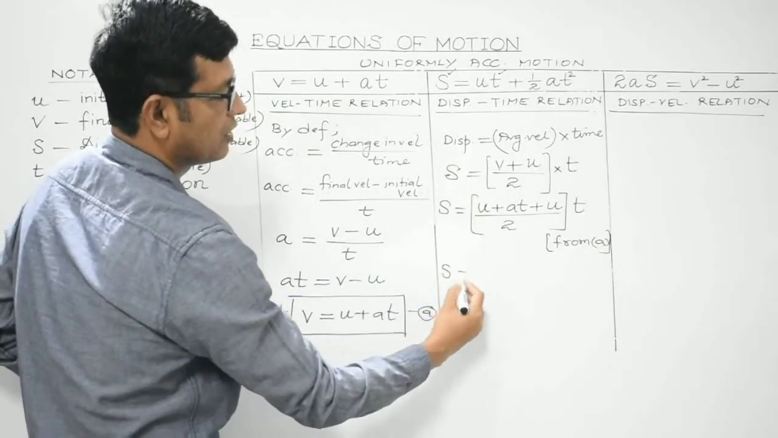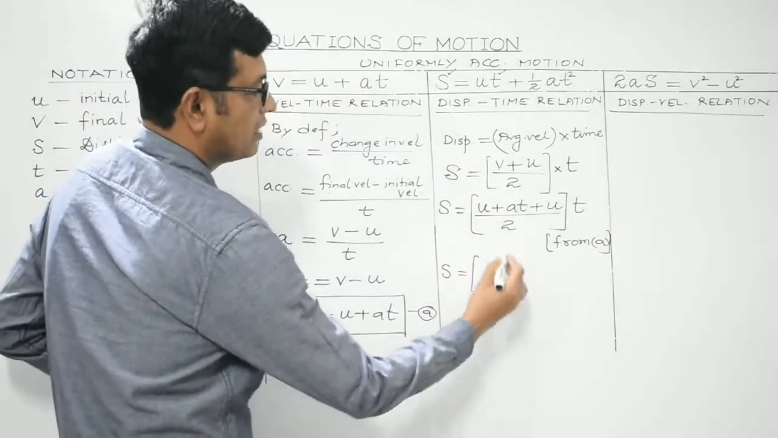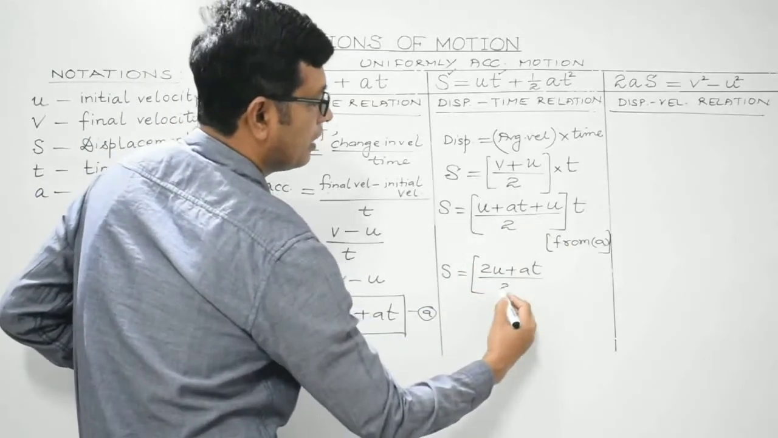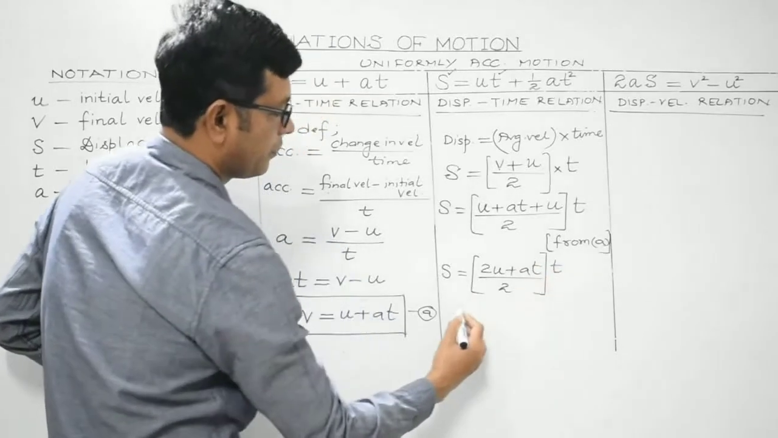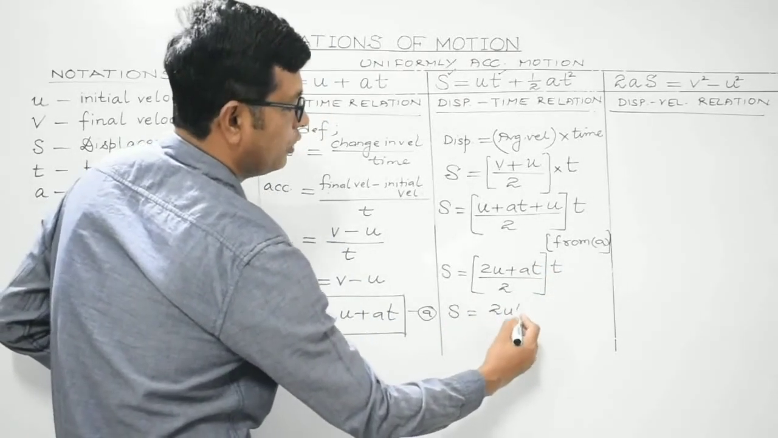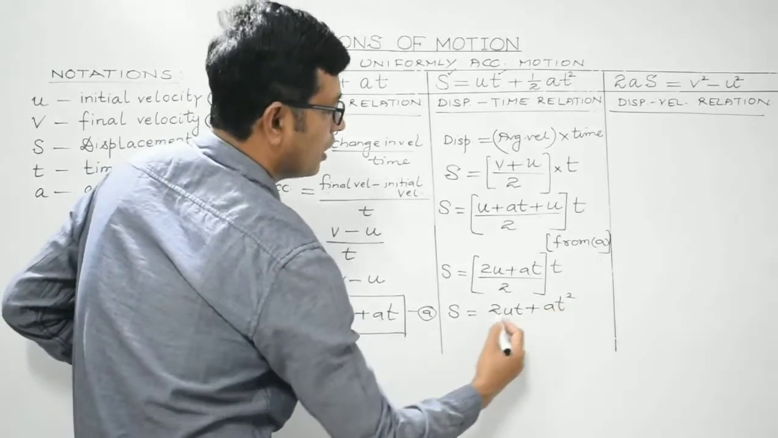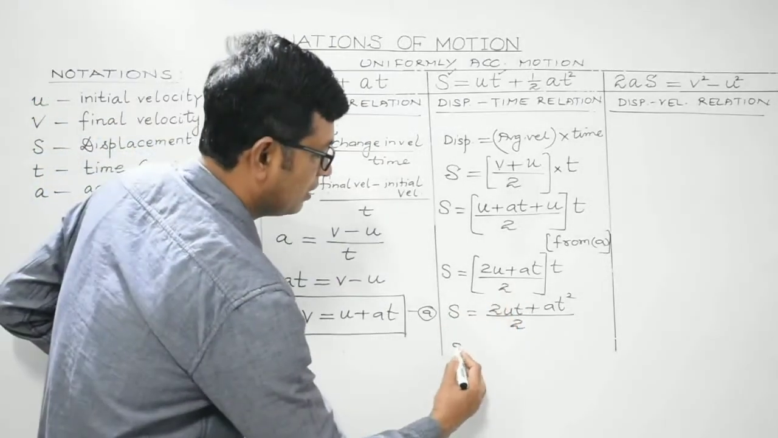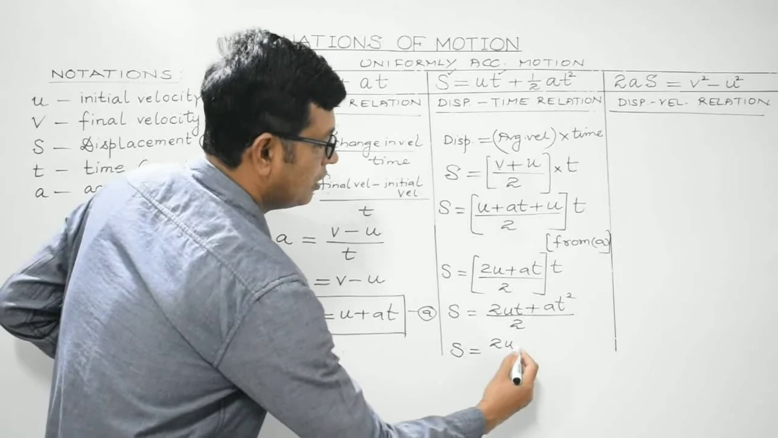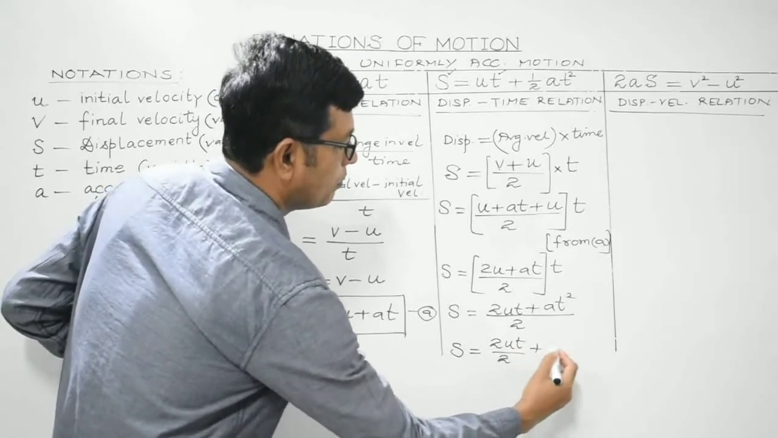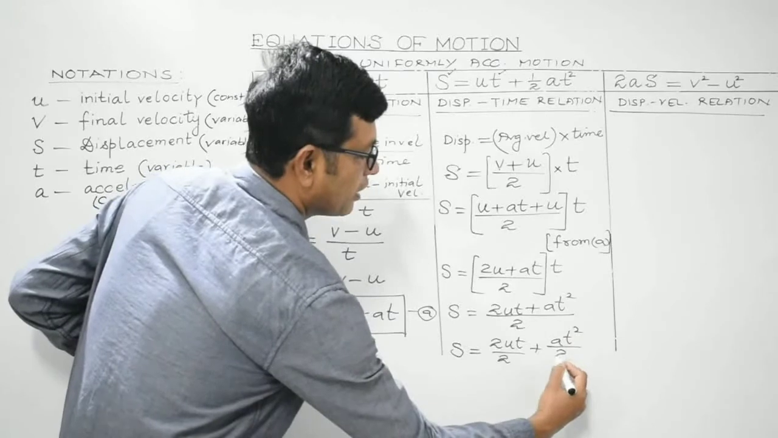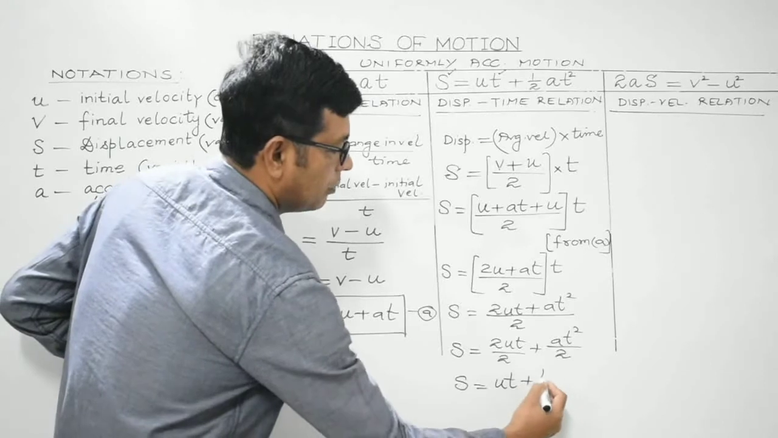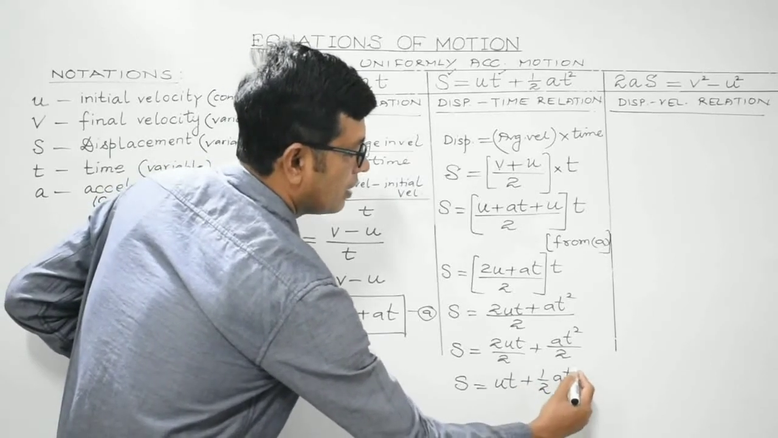Now let's keep on solving it. What do we get? Like terms can be added, u plus u will give us 2u, plus at divided by 2, into t. If you open the bracket, we get 2ut plus at square divided by 2. Students, it can further be written in this manner: 2ut divided by 2 plus at square divided by 2. The 2 gets cancelled, so we are left with S is equal to ut plus half at square.